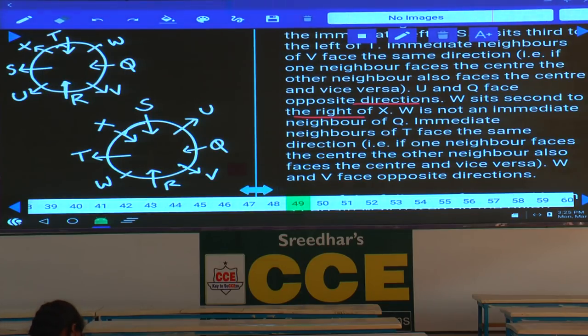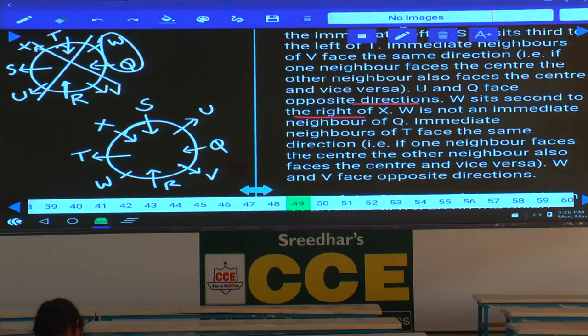W is not an immediate neighbor of Q. In the first case, W and Q are adjacent to each other, isn't it? And this case is completely ruled out. And this is the second one. W sits second to the right of X. And W is not an immediate neighbor of Q.